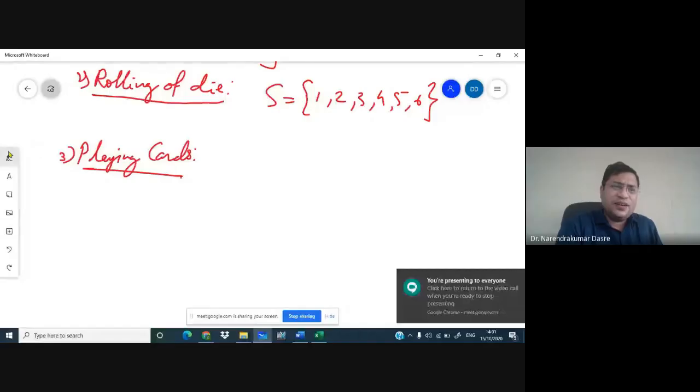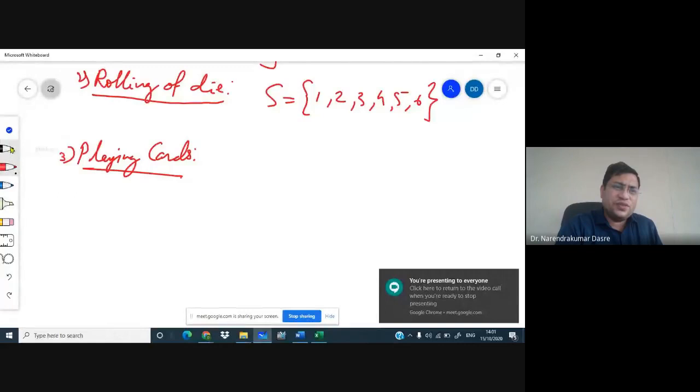Okay. So Joker, we do not count. We count only 52 cards for our random experiment. Joker is very fishy. It can have any value. So that's why we don't count that card. Okay, so we have 52 cards, and let us try to understand this 52 cards.